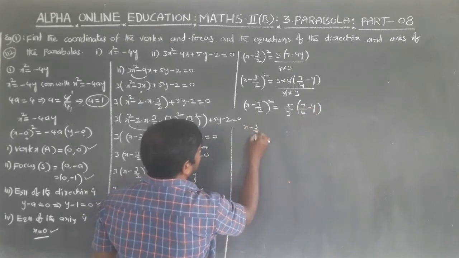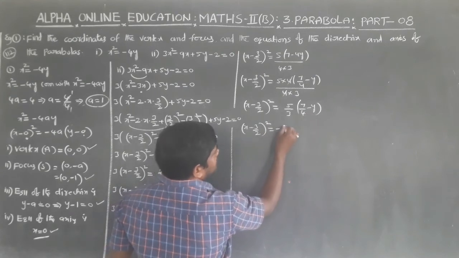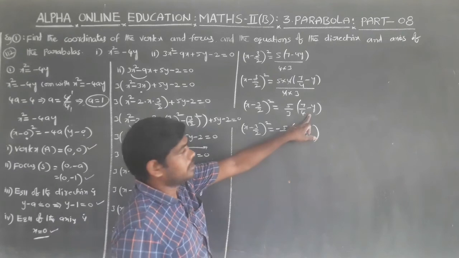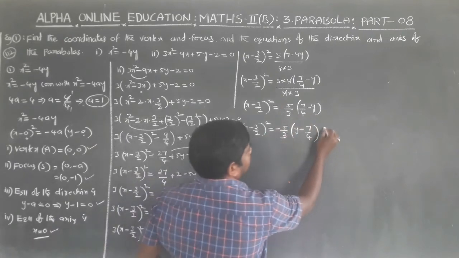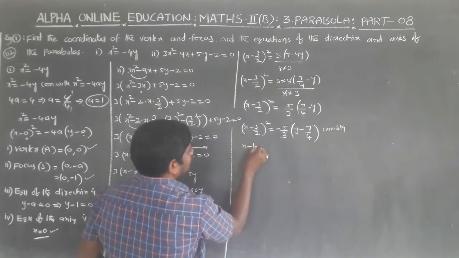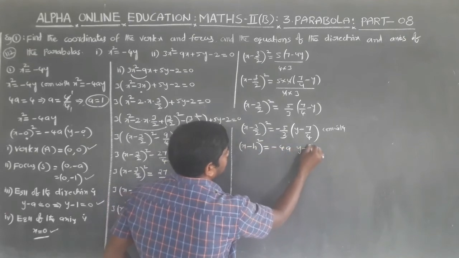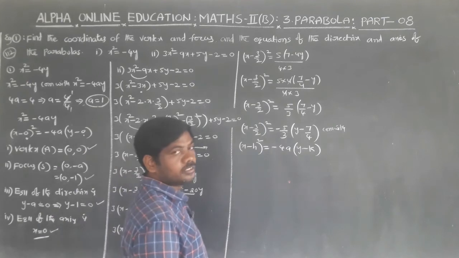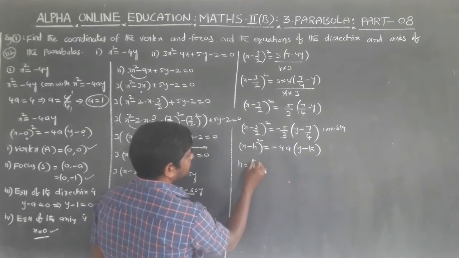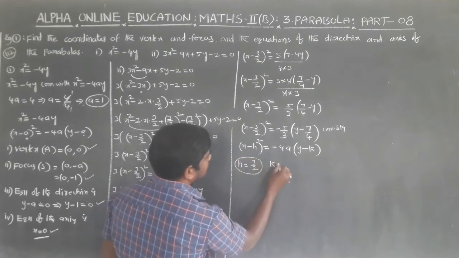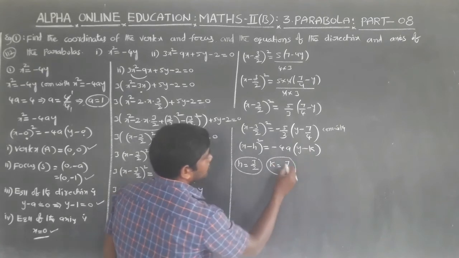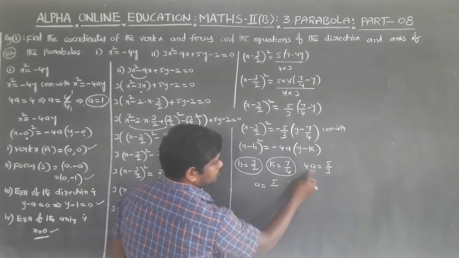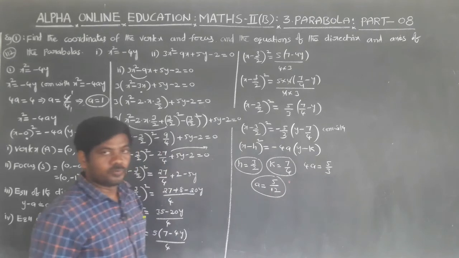(x minus 3 by 2) whole square is equal to, here taking minus common, minus 5 by 3 into (y minus 7 by 4). Comparing with (x minus h) whole square is equal to minus 4a into (y minus k). Here h is equal to 3 by 2, k is equal to 7 by 4, 4a is equal to 5 by 3. So a is equal to 5 by 4 times 3, which is 12. So a is 5 by 12.